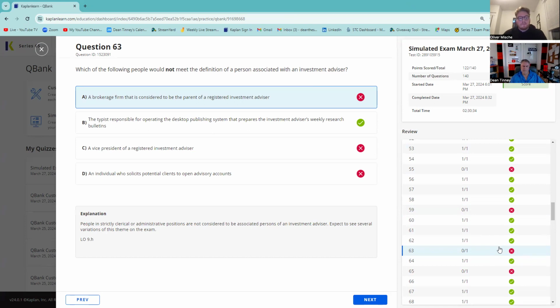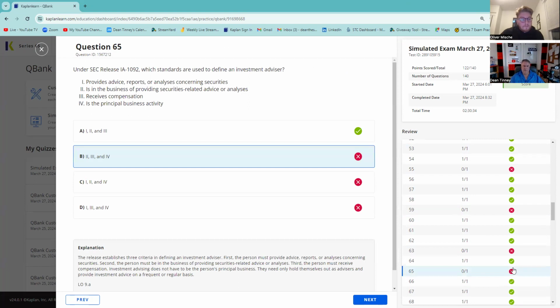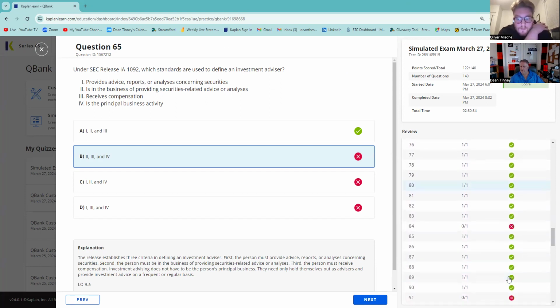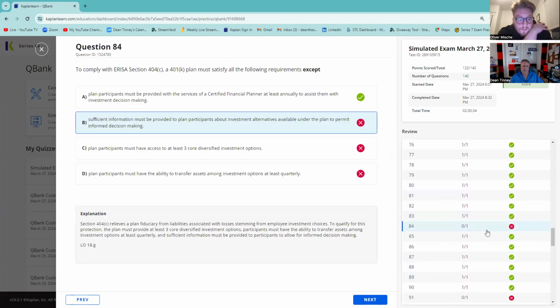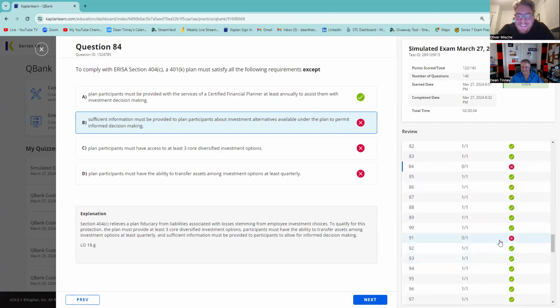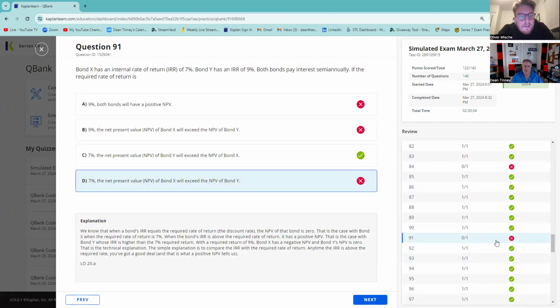You said a brokerage firm would not meet the definition. A brokerage firm that has an affiliate investment advisor does. It's the typist. That's solely clerical. You said 2, 3, and 4, and it was 1, 2, and 3, right? Because of the ABC test. We talked about that, but performance is awesome. You said plan participants must be provided a CFP. Well, we're not going to miss that again. That's great if they do it, but I'm not under any responsibility to do that. Man, I thought we got that right.